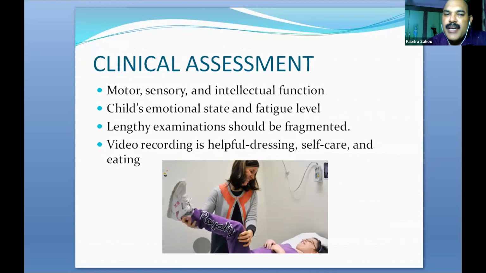Coming to clinical assessment or evaluation of the upper limb in cerebral palsy. The most important things: the clinical assessment includes motor assessment, sensory assessment, and intellectual function assessment. These are three important things before planning any surgical correction. Then the child's emotional state and fatigue level.